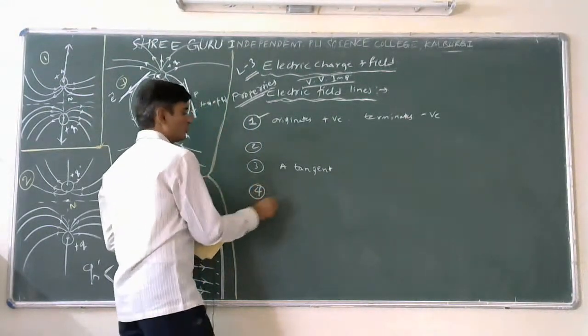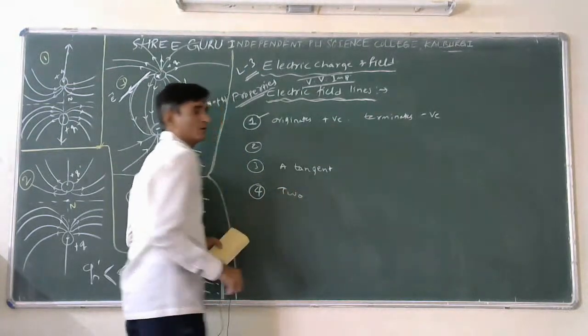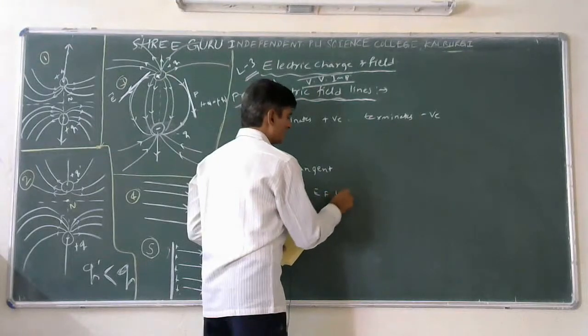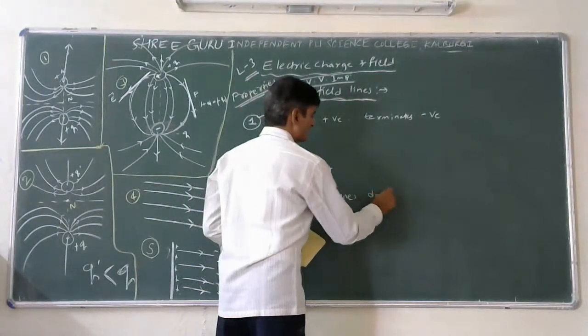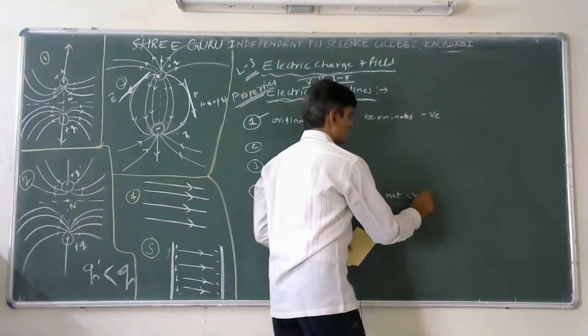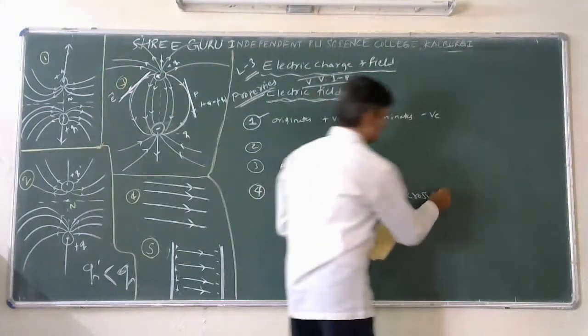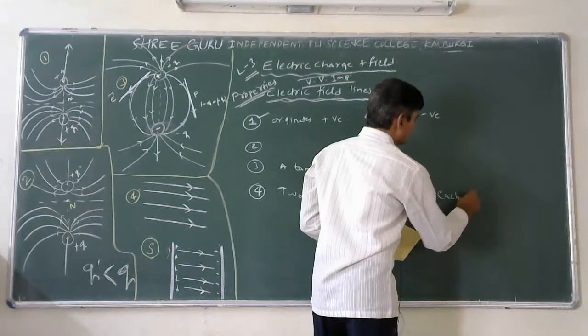Fourth one, two electric field lines do not cross each other. They will not cross each other, or overlap on each other.